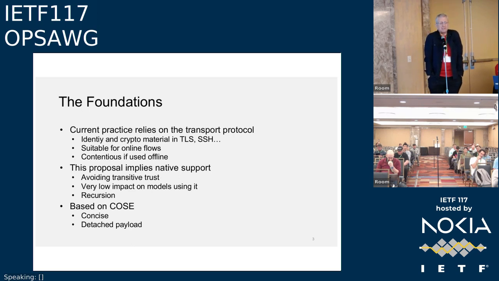The foundation is that currently, whenever we want to establish a certain degree of trust on the origin and the integrity of a YANG dataset, it is based on crypto material. We're using TLS, we're using SSH, whatever encapsulates the connection and the transport. There is a set of identity and crypto material used to establish this trust on the provenance, which becomes contentious if it's used offline, because somebody can manipulate it, and the only thing you have is that when it was connected to these sites, the data was this, but this is something you have to believe and cannot verify.